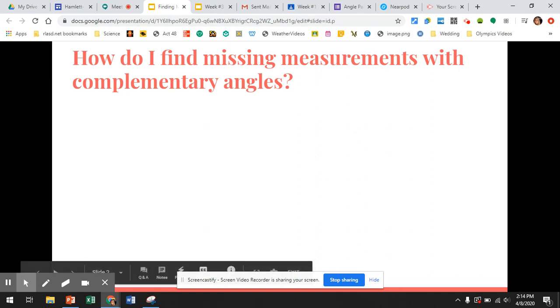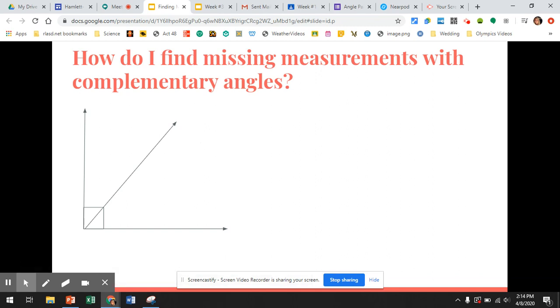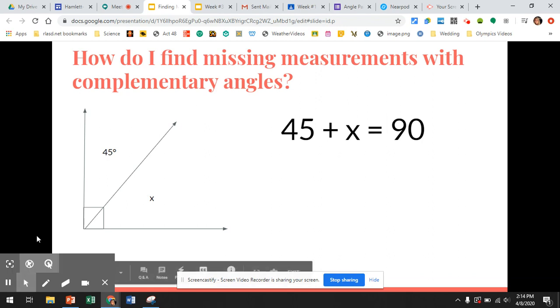Well, we know that complementary angles are two angles that come together to form a right angle or 90 degrees. So if one of my angles is 45 degrees, I'm trying to find out what the missing angle is. Now, because complementary angles form a 90-degree angle, we're just going to set up a one-step equation of 45 plus x equals 90 degrees because we know that these two angles are going to equal 90 degrees. And then we're going to solve it just like a one-step equation.